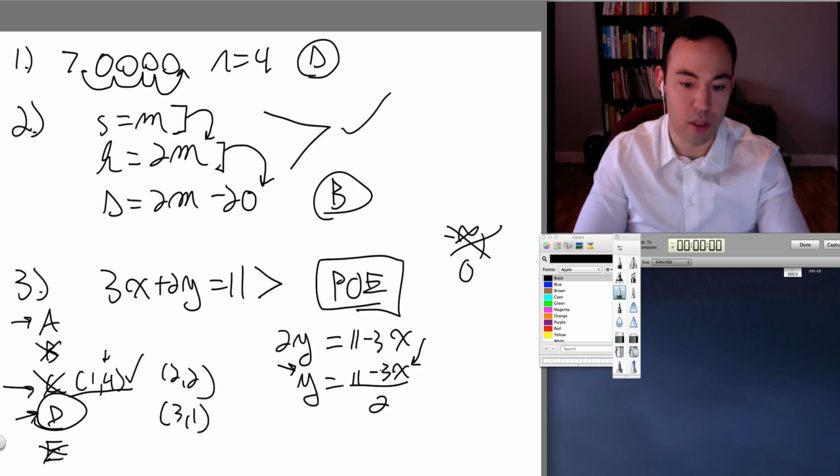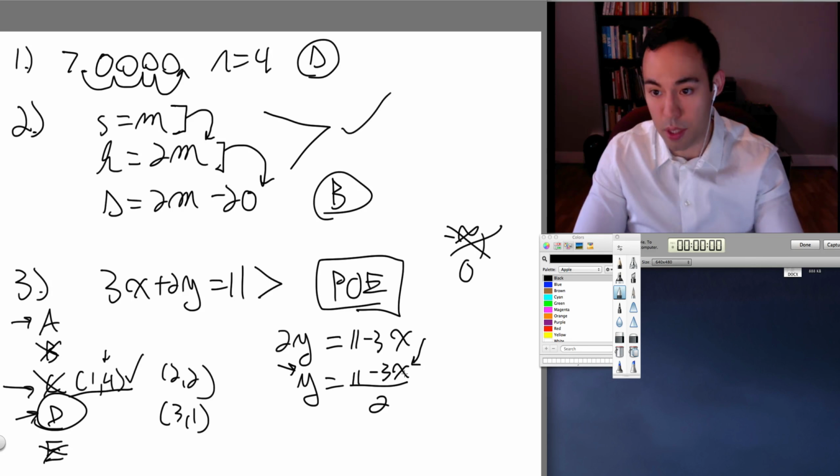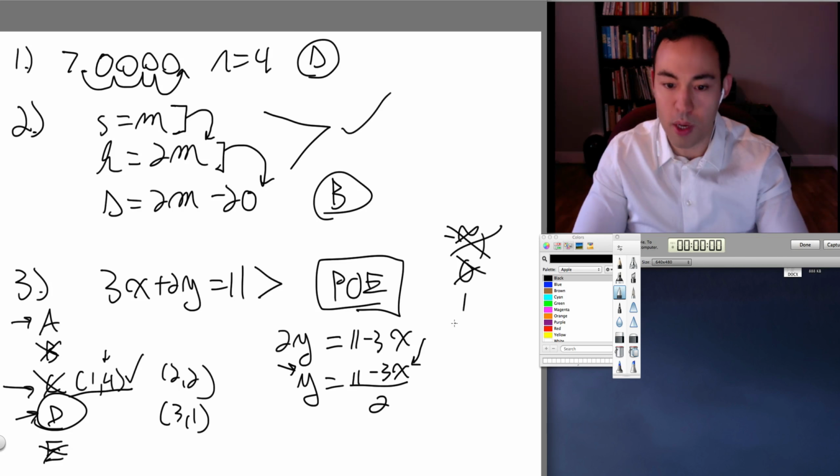Now, how about 0? 11 minus 0, 3 times 0 is 0, divided by 2 is not an integer. All right, so 0 is out. What about 1? Well, 11 minus 3, we get 8, divided by 2 is 4. That's it. That makes y be an integer. How about 2? 11 minus 6, 5 divided by 2, that's 2.5. Not an integer. 3, though, 11 minus 9 is 2. 2 divided by 2 is 1. That is an integer.